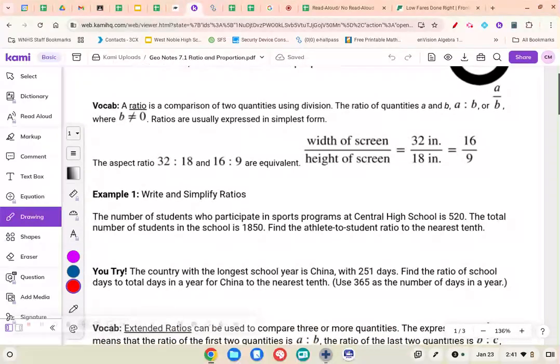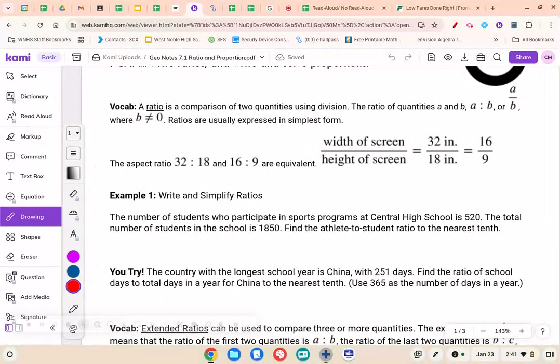A ratio is a comparison of two quantities using division. The ratio of quantities A and B, or A to B, or A over B, where B is not equal to 0. Ratios are usually expressed in simplest form. Guys, the reason why B cannot equal 0 is because you'd basically be dividing by 0, which is not something you can do.